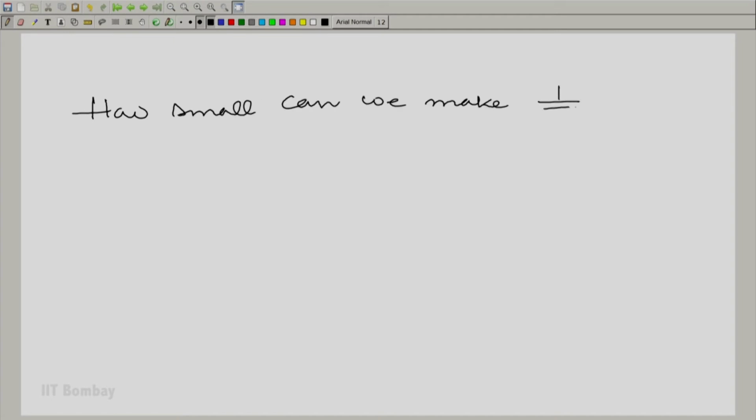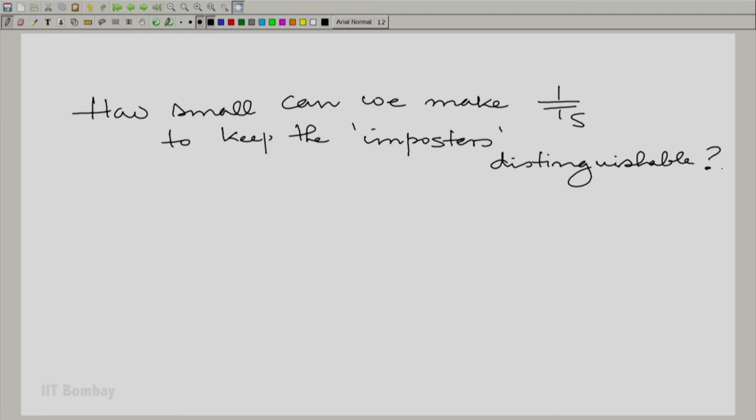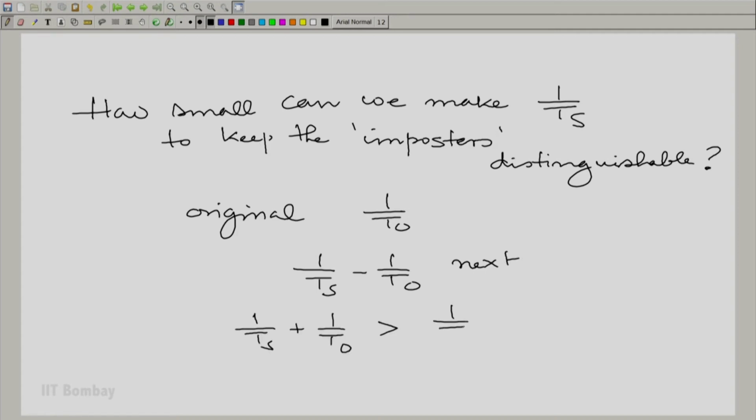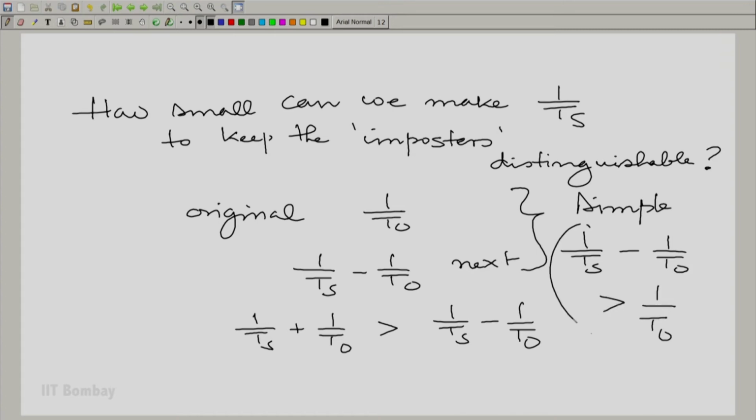So, if I focus my attention just on this 1 kilohertz constituent, then how much margin, how much leeway do I have in changing my sampling rate 1 by Ts, so that I am able to distinguish the imposters? In fact, once you look at it like this, it is very clear. Let us identify what is happening here. How small can we make 1 by Ts? Well, the original sinusoid is 1 by T0, the next sinusoid is 1 by Ts minus 1 by T0, and of course, 1 by Ts plus 1 by T0 is definitely greater than 1 by Ts minus 1 by T0. So, the answer is very simple. 1 by Ts minus 1 by T0 needs to be greater than 1 by T0 for distinguishability.